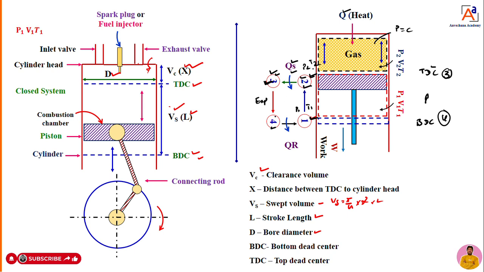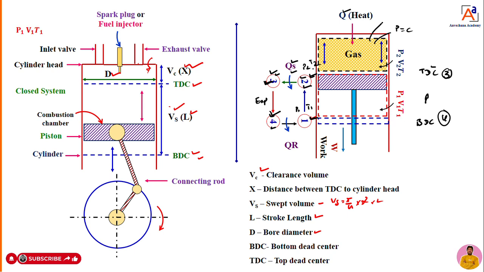Once the expansion takes place, the piston moves from TDC to BDC. That means the gas drives the piston, making it move from TDC to BDC. Once the piston goes from TDC to BDC, it reaches from point 3 to 4. Expansion work takes place. After that, the piston stays at BDC.